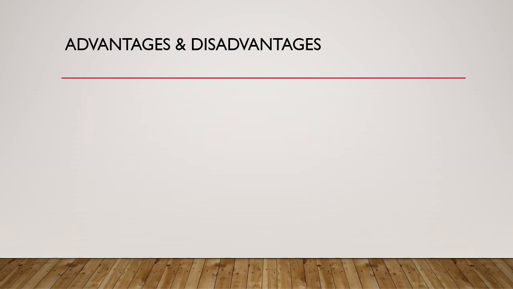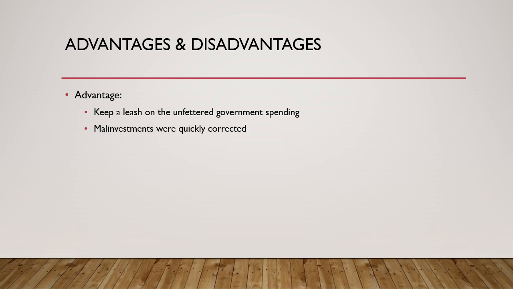What were the advantages and disadvantages here? Well, the advantage was that it used to keep a leash on government spending, and the malinvestments in the economy used to quickly correct. This is because the credit extended by the banks used to mean revert, since ultimately it had to match up with the amount of gold present.